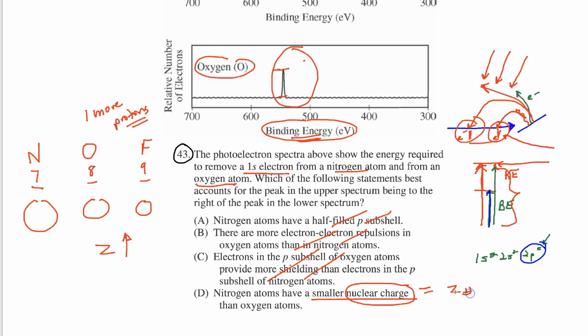So the question: which of the following best accounts for the peak of the upper spectrum being to the right of the other peak? Well, the upper spectrum, nitrogen, is over here to the right of the peak. It means it has a lower binding energy, which means it has fewer protons, which means a smaller nuclear charge. Okay, 43 is D. Number 44.